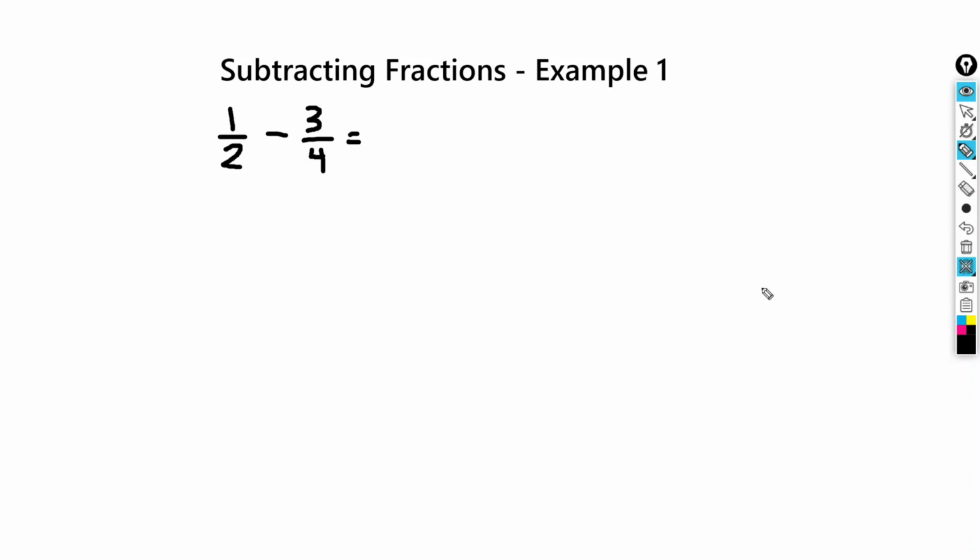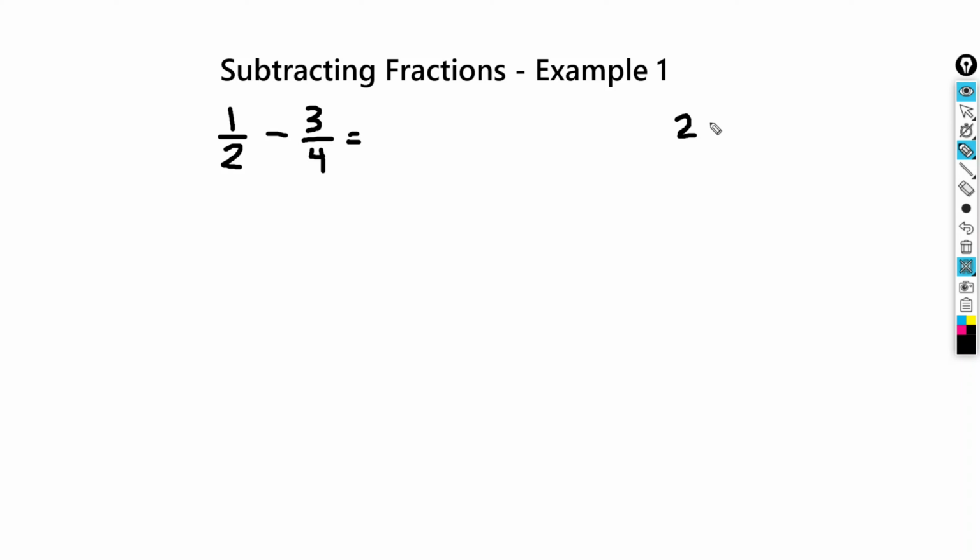Okay, in our first example of subtracting fractions, we're going to take 1/2 and subtract 3/4 from that. Now in the adding example, we added 1/2 and 3/4, and we saw that we had a common denominator of 4. But in this case, I'm just going to multiply the denominators together, and then we can simplify once we've got our difference.